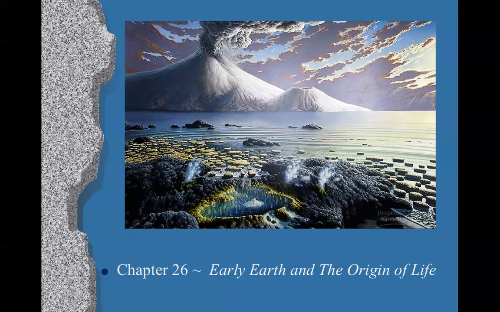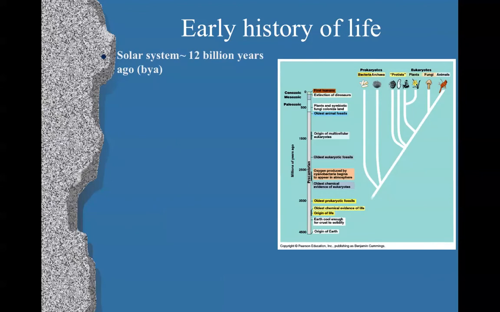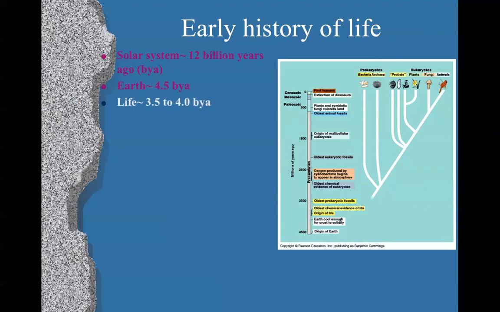So chapter 26 is all about how the early Earth was and how we think life first formed. There are a few key points in terms of Earth's history that we want to take a look at. Major events, major things that were happening. 12 billion years ago, the solar system forms. The Earth forms about 4.5 billion years ago. We think it might be older than that, but that's the oldest rocks that we can find.